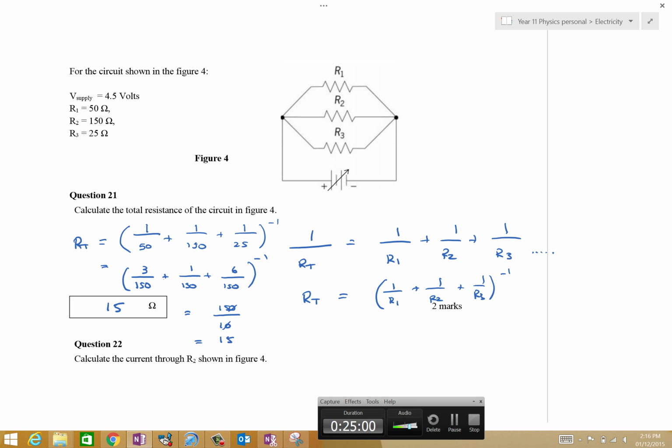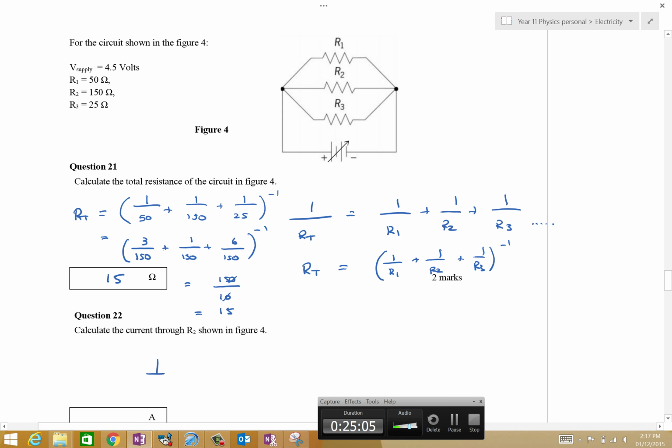Now, once you've found that, how do we work out what the current is? Well, for starters, we've got to work out what the total current is. And the total current is V divided by R. The voltage across it is 4.5 volts. And we know that the total resistance of those is 15 ohms. So I should get a current. Now, this is probably going to help us for later on anyway.